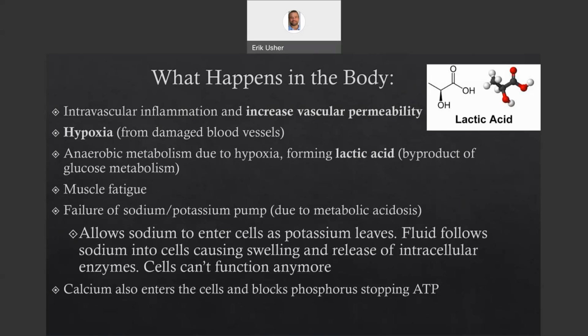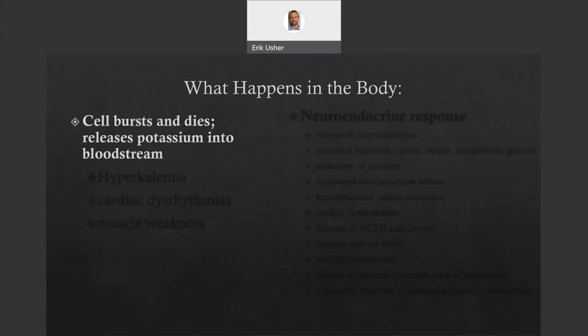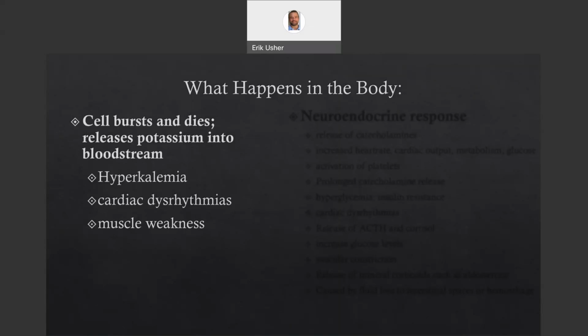And calcium also enters the cell, and it blocks phosphorus, stopping ATP. We need ATP for energy. We know that. That is an integral part of every cell. What happens inside the body? Those cells burst, and they die, and it releases potassium into the bloodstream. So again, there are quantifiable things we can measure for these patients: lactate levels and potassium levels. And we know that if they're elevating, things are getting worse. And if they're reducing, that almost lends to some of our treatment modalities being successful. So they are hyperkalemic, which can lead, as you all know, to cardiac dysrhythmias and muscle weakness.